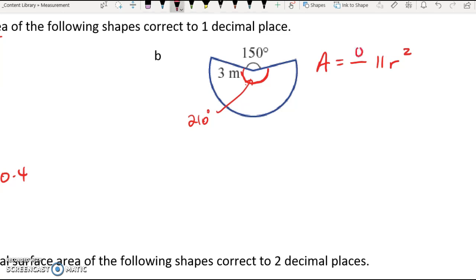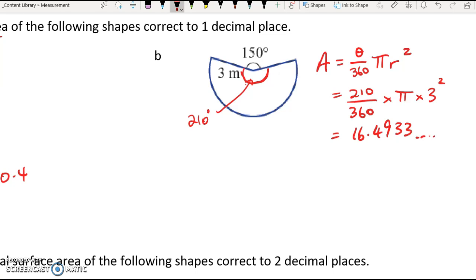Now I might just go back to the original formula, which is theta over 360 multiplied by pi r squared. So our angle inside is 210 over 360 multiplied by pi, multiplied by the radius, which is 3 metres, squared. And we just enter that in on the calculator. 210 over 360 multiplied by pi times 3 squared gives us 16.4933.